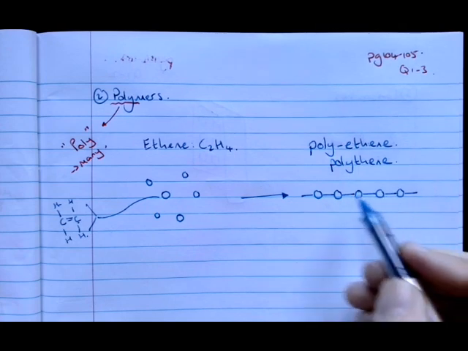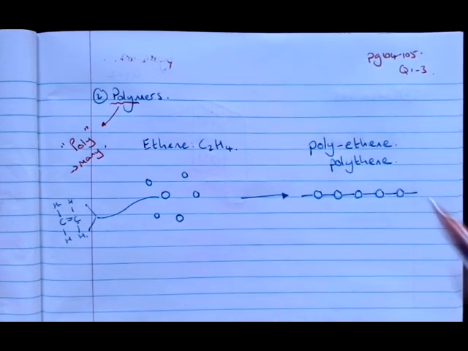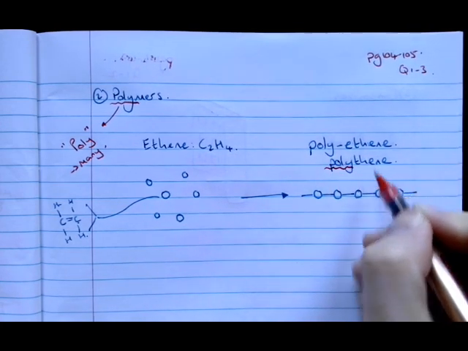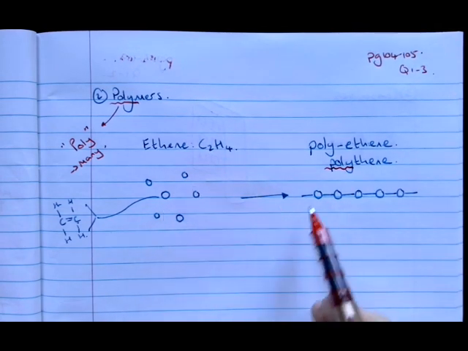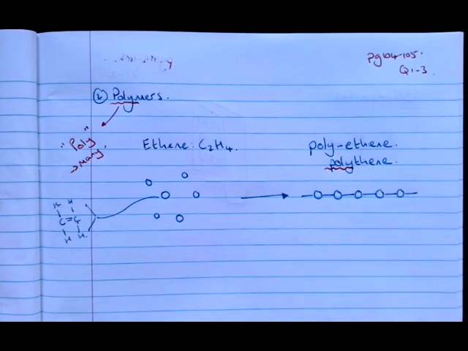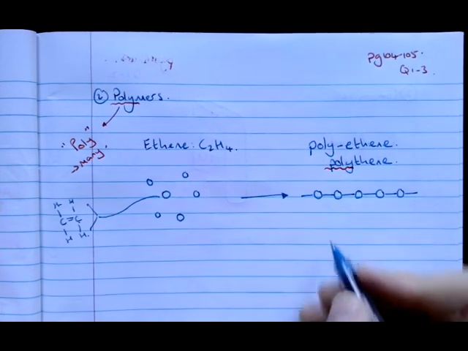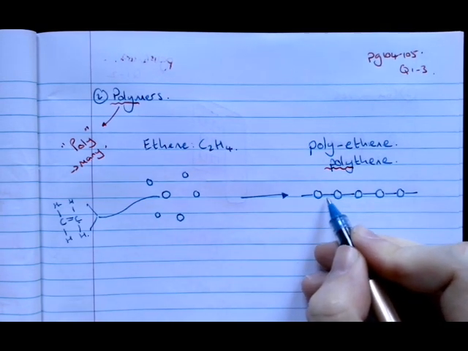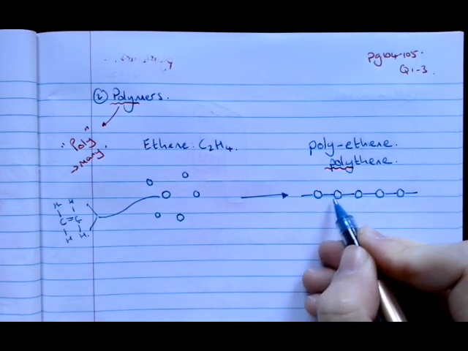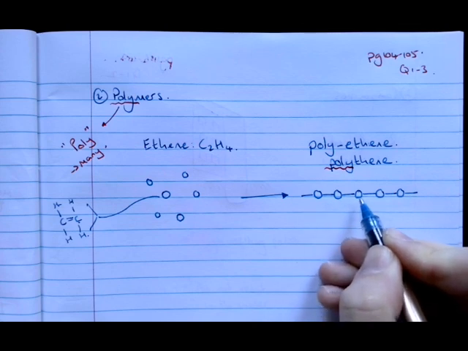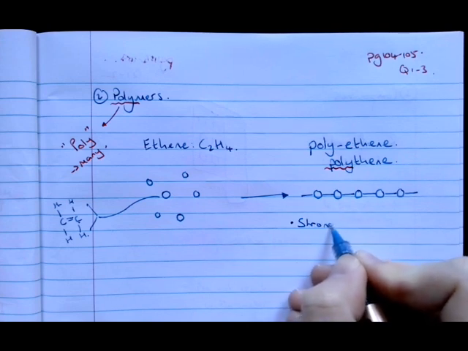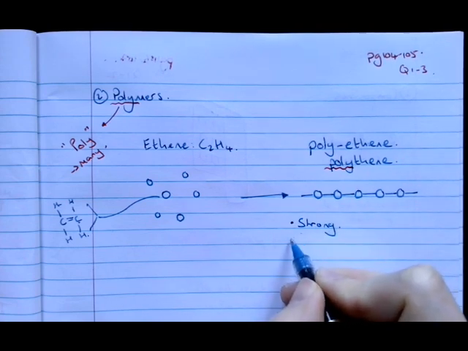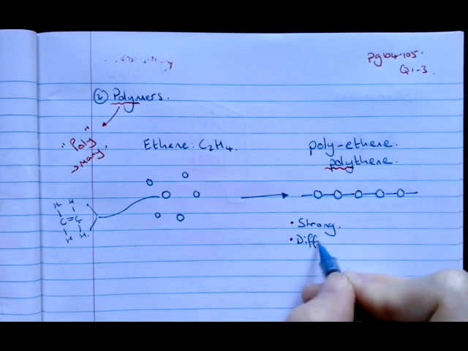Now polythene is many ethene molecules joined together. So all of these ethene molecules have been joined together to make polythene. And all of these bonds, all of these forces between the ethene molecules, they're all really strong. So we end up with something that's really strong, and it's really difficult to break down.